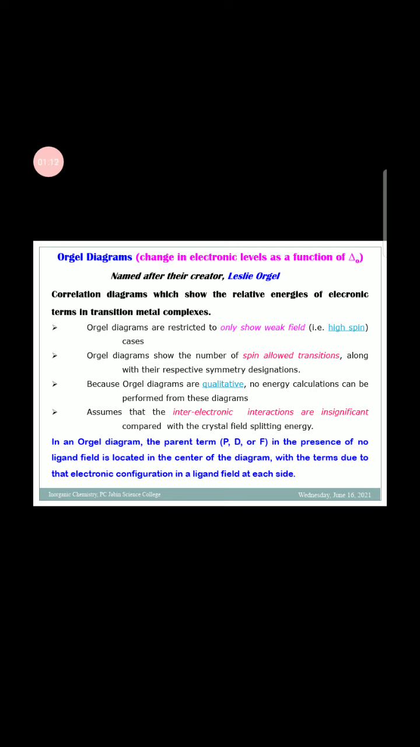In an Orgel diagram, the parent term P, D or F in the presence of no ligand field is located in the center of the diagram, with the terms due to that electronic configuration in the ligand field at each side.